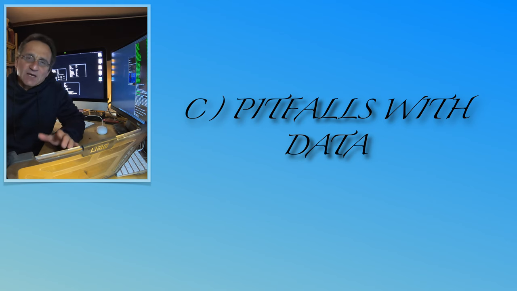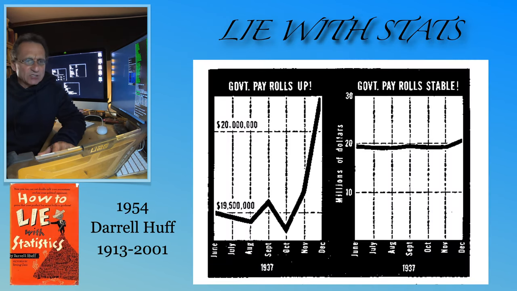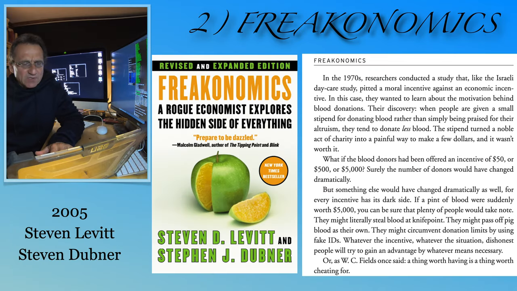And in part C, I want to talk about the pitfalls with data. I already mentioned these visualization problems. There are many, many more examples like this shown in that book, How to Lie with Statistics, which is a classic book from the 50s. So this is a textbook example. A more modern book is Freakonomics.